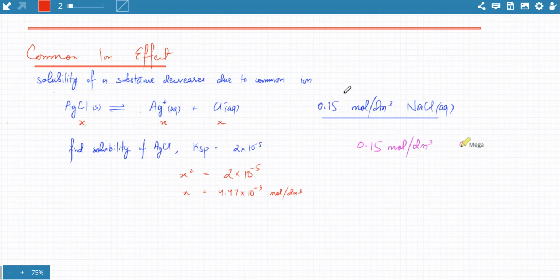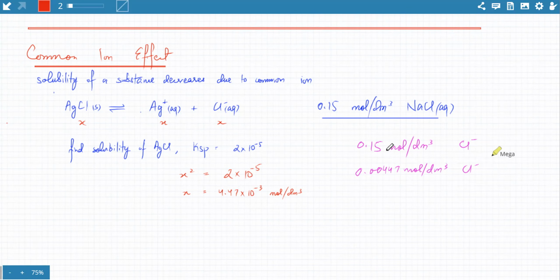Right? I'm just trying to make a point right now. So let's assume that the solution already contains 0.15 mole per dm cube. You haven't even dissolved AgCl yet. And let's assume that the solubility of AgCl is not affected. So under normal circumstances, what amount of Cl ions are produced? It's 0.00447 mole per dm cube, right? If I dissolve AgCl under normal circumstances.